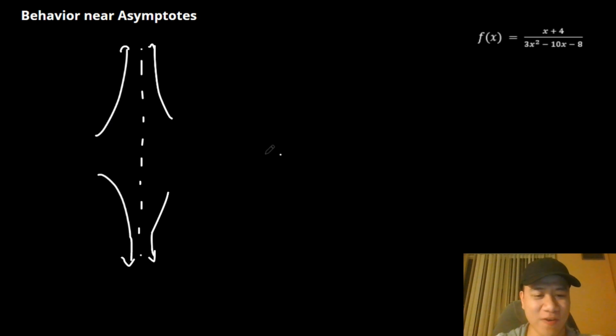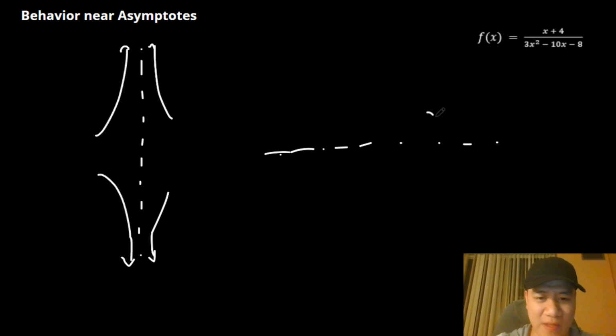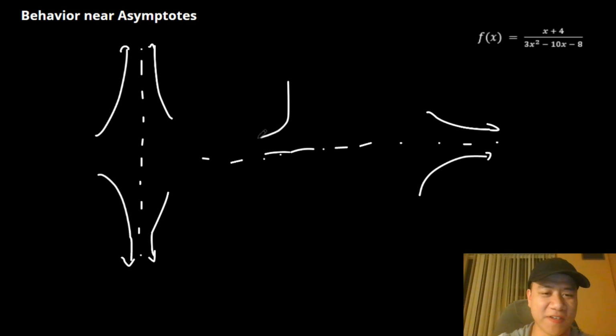Similarly, for our horizontal asymptotes, our function gets really close to the horizontal asymptote, so we have to figure out, on the right side, when we get to positive infinity, is our function going to come down this way, or is it going to come up like this? Similarly, when x is going to negative infinity, is our function going to come from above our horizontal asymptote, or from below it?